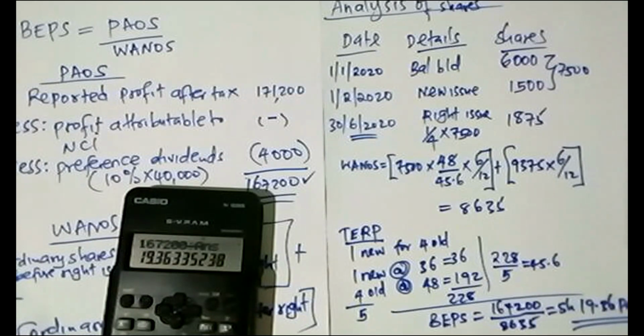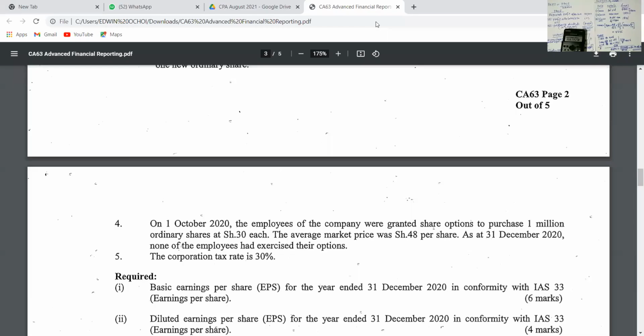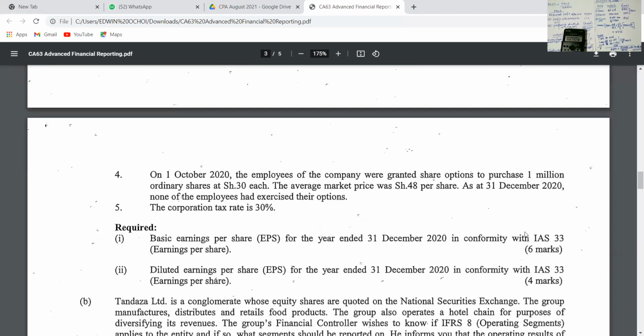So let us do diluted earnings per share, because we are done with the first requirement. The first requirement was concerning basic earnings per share. So you have your 6 marks. The next thing is all about diluted earnings per share.